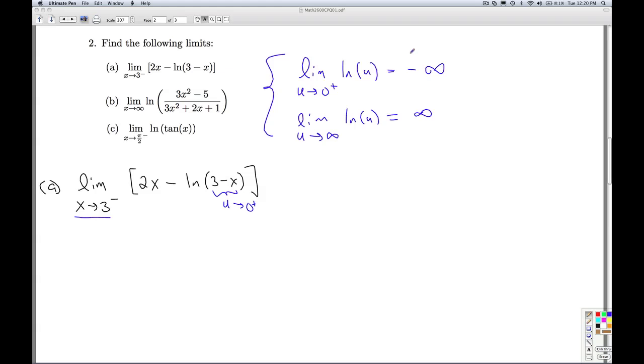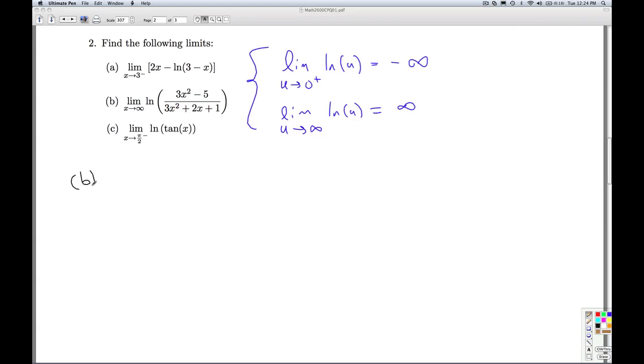And so this first limit tells me that this term is going off to negative infinity. What's happening to this term? Well, as x goes to 3 from the left, we know from Calc 1, 2x is just going to go to 6. And so we have 6 minus negative infinity. And so that limit then, we have 6 minus unimaginably large negative numbers, gives us an unimaginably large positive number. And so our final answer then is infinity.